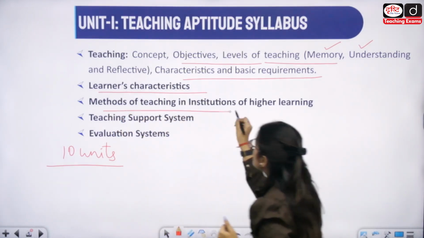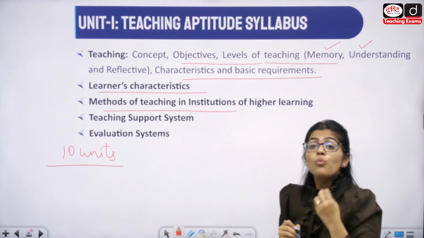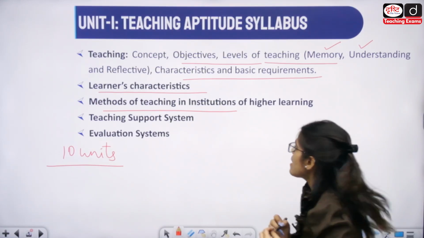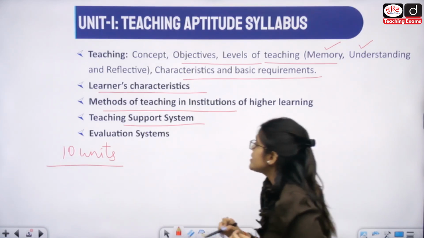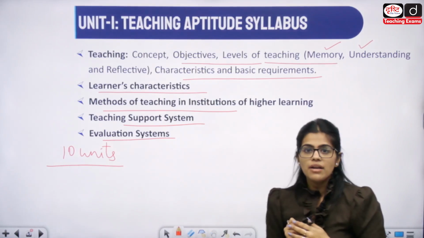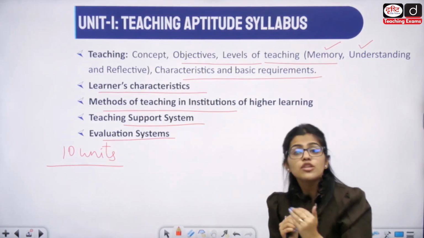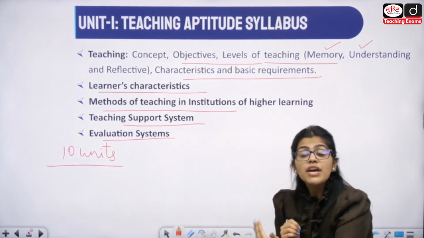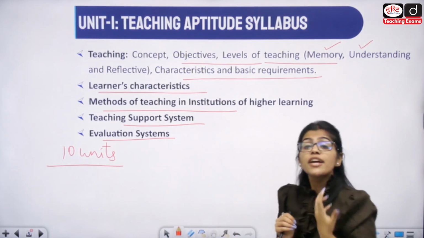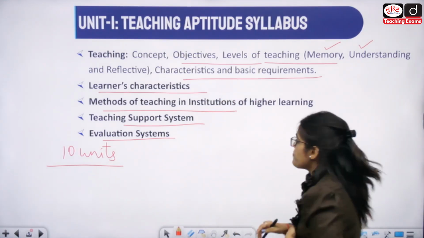Then comes the methods of teaching. Is it an online method? An offline method? What kind of instructional facilities are we using? What do you mean by the teacher support system? And how can you evaluate the child? What are the different kinds of evaluation? Is it summative? Is it diagnostic? Is it formative? Is it a placement test? What kind of test are we using? These are the things that are asked in this paper.